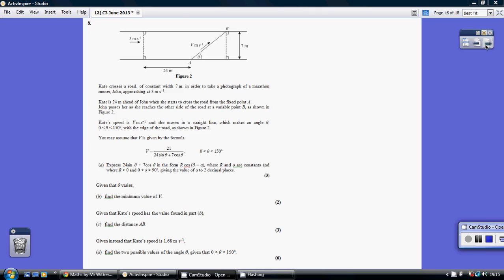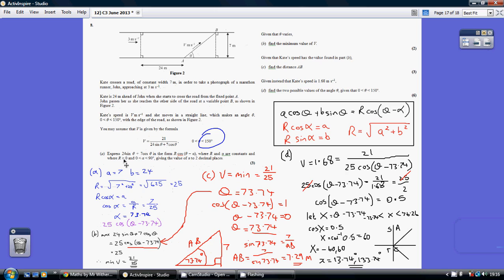Question 8. So for part A, we're being asked to express this, which is the denominator, in the form of the R formula. Now those have to be learnt, okay, and in particular you've got to learn the bit in red really, because they sort of guide you towards the bit in black.